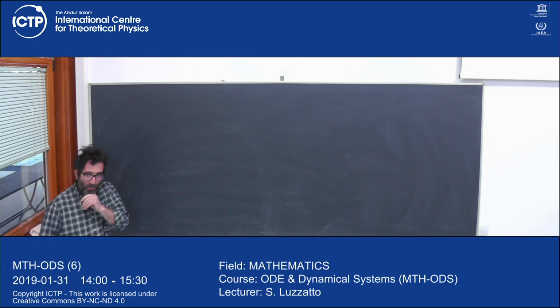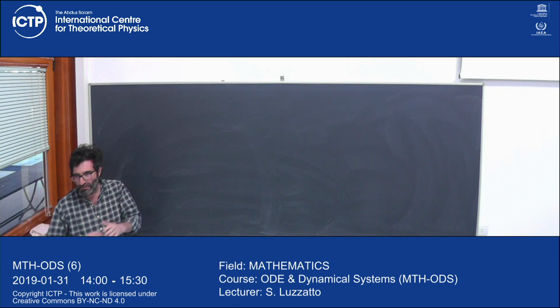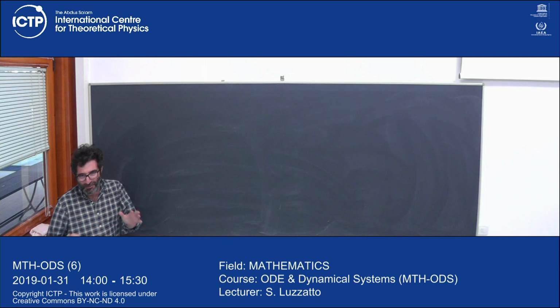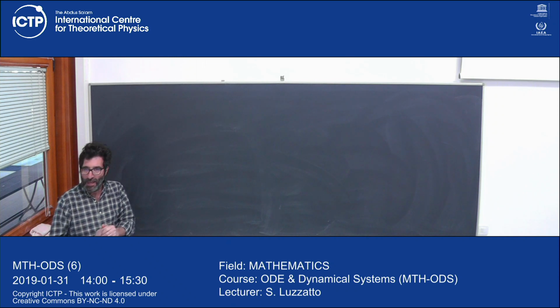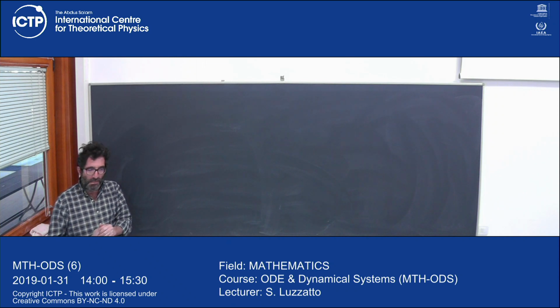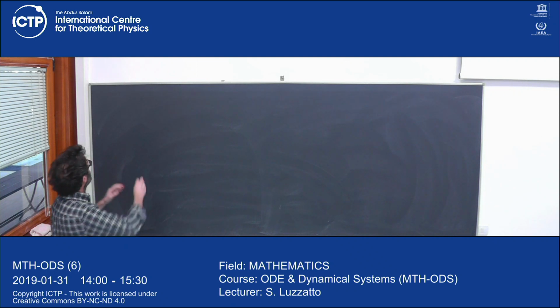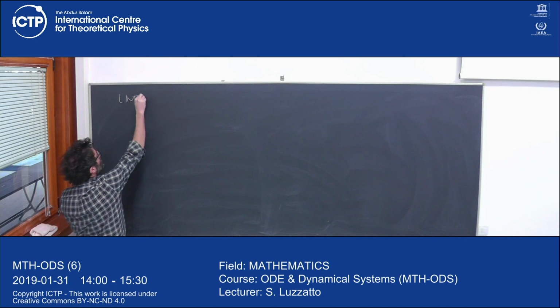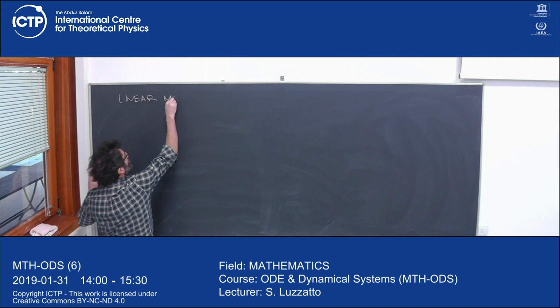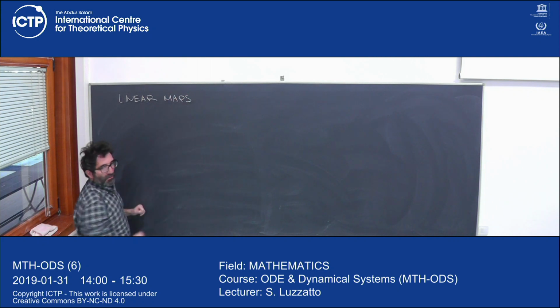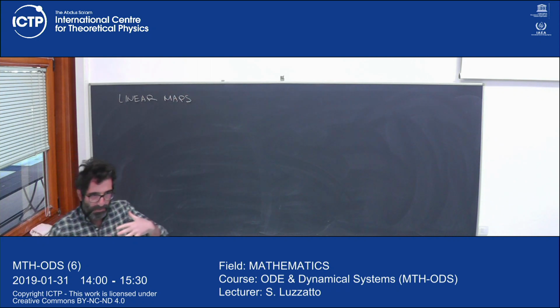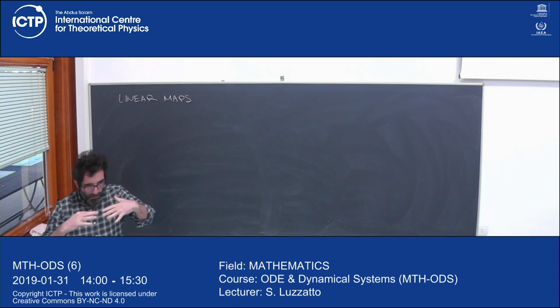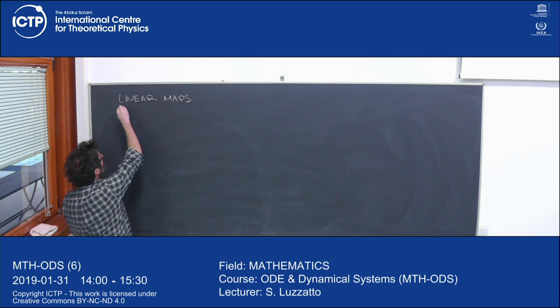So today we're going to go higher dimensional, not that higher, we'll stay with 2 dimensions more or less. But what I say for 2 dimensions will be easy to generalize to higher dimensions. The topic of today is going to be linear maps. It is really the next step in terms of the simplest examples.